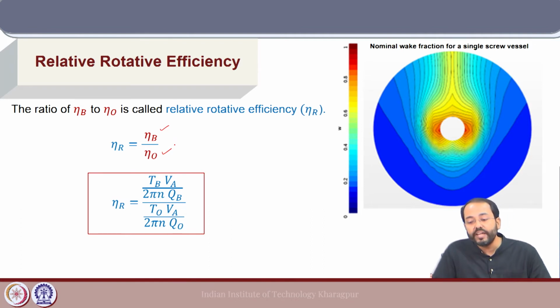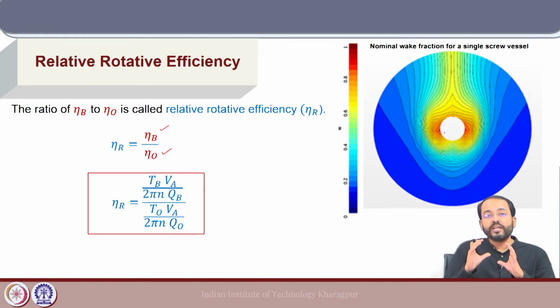This is a nominal wake fraction plotted over the propeller disc for a single screw ship. So, it has only one propeller in the central line of the ship and the wake fraction is plotted on the entire propeller disc. The central part here, the white region, is the hub region where we do not have the blades. So, the wake fraction is plotted only in the range between RB to R where we have the propeller blades.